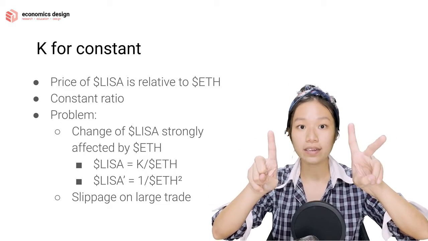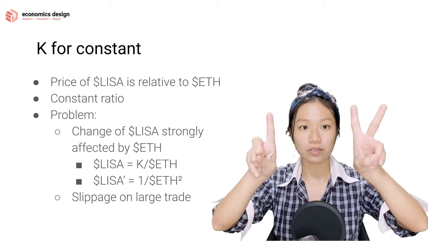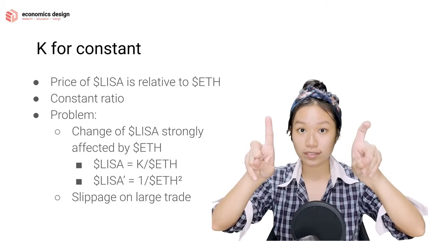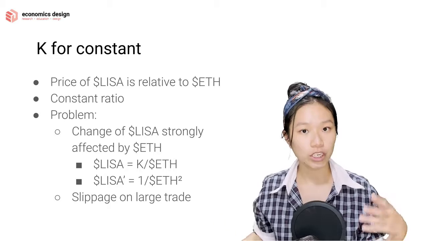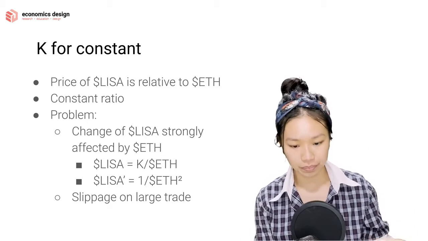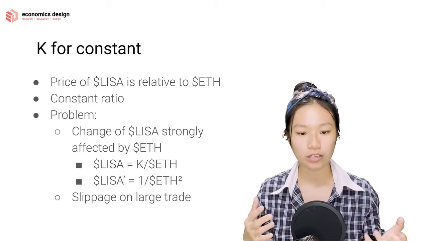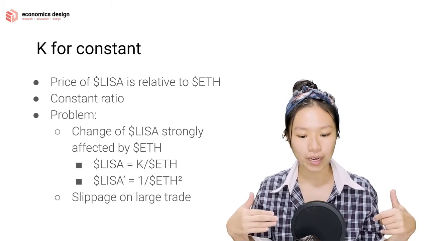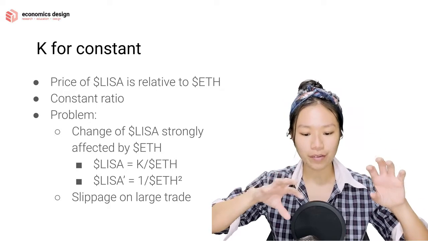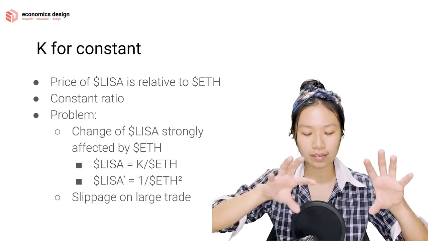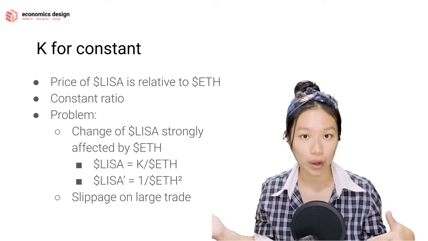So when you want to get Lisa, you divide both sides by ETH. So you get Lisa on this side and you get K over ETH on this side. So that's how you get the quantity change of Lisa and ETH. So if you do a first order derivative of it, then you will realize that the quantity change of Lisa is tied to 1 over ETH squared.